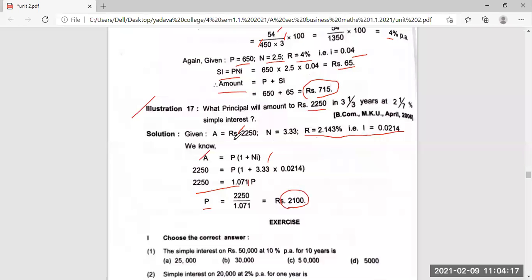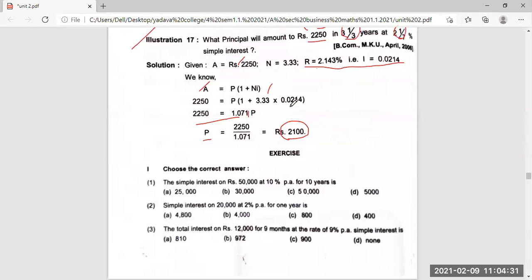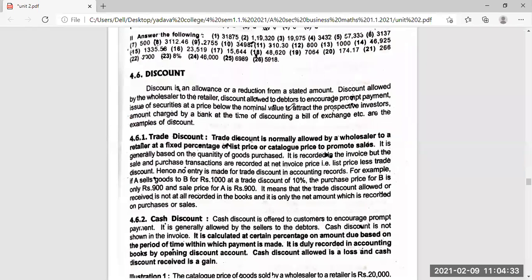So the actual amount is 2250. The principal amount is 2100. Do you have any doubts? So try to convert this one and this one. Okay. Shall we move on to the next, discount?